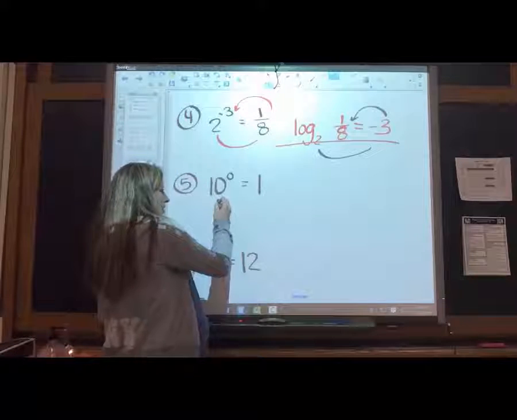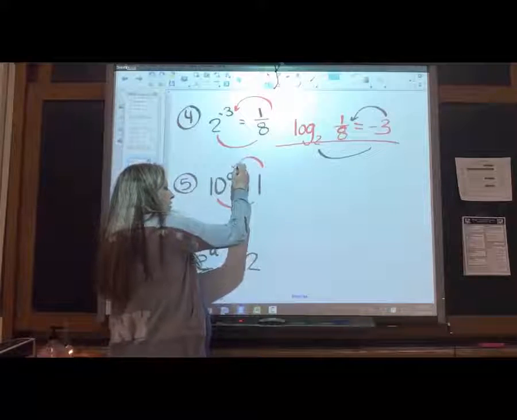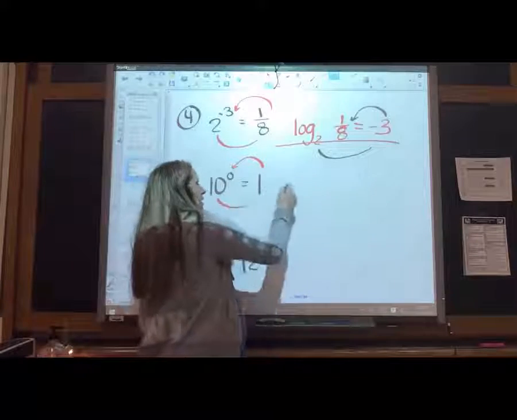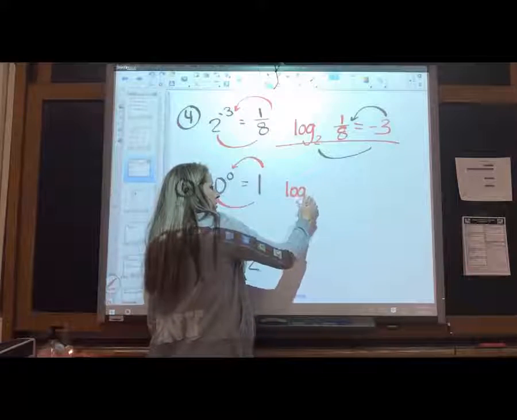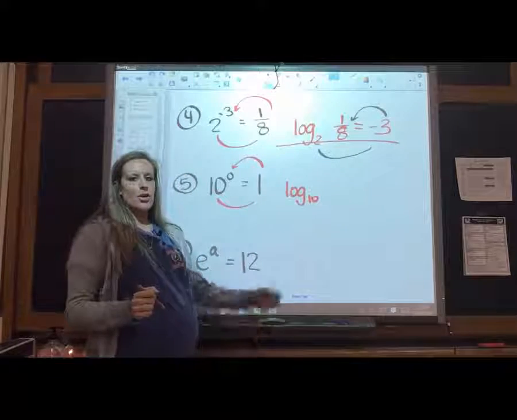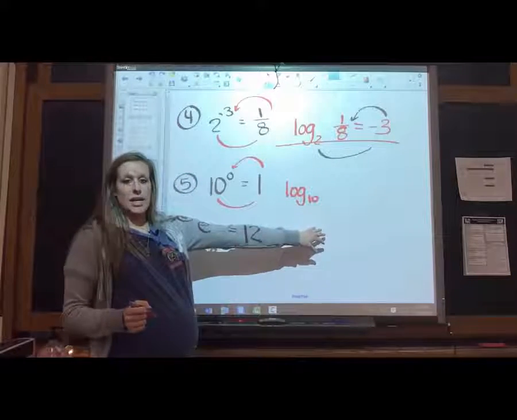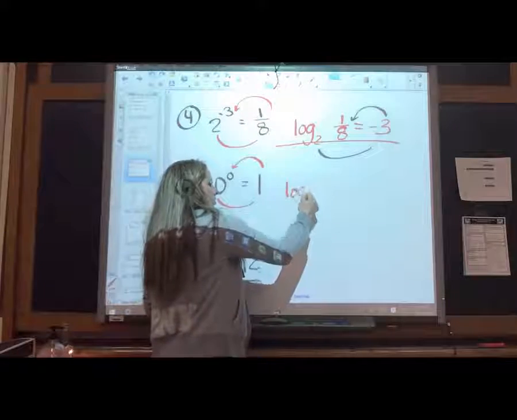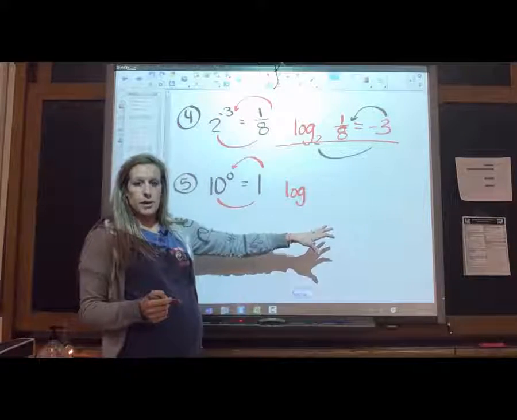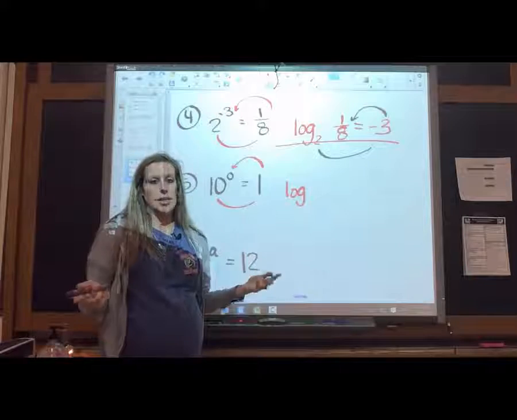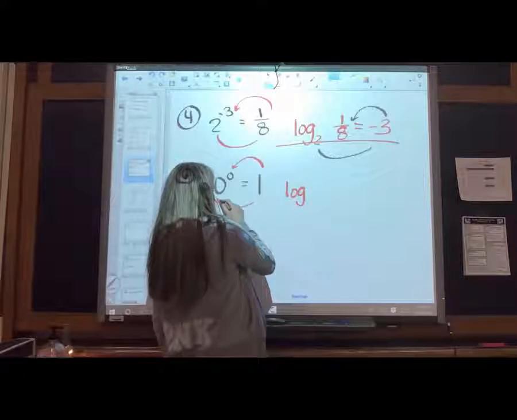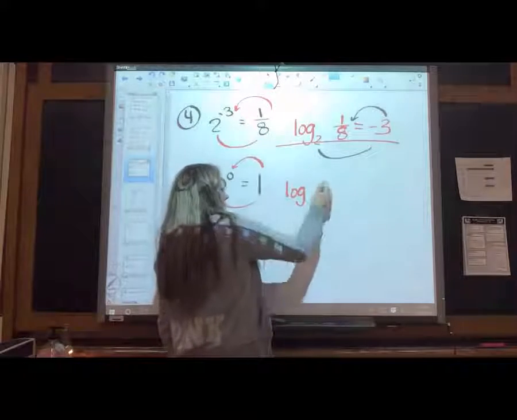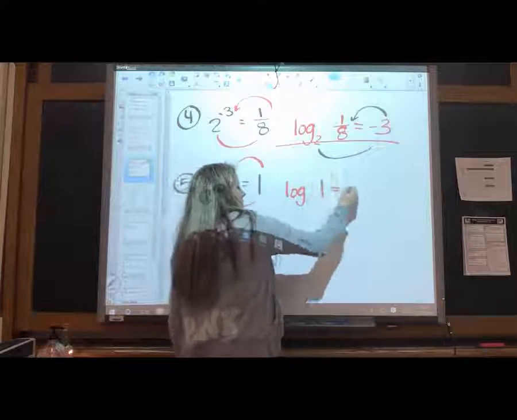Number 5, we're going to do the same thing. Start with your base and move counterclockwise. So my base is 10. I'm going to have log base 10. Now, you don't have to write the base of 10. This is going to be a common log. So if you don't write the base of 10, it's an understood 10. Okay. So log of 1 equals 0.